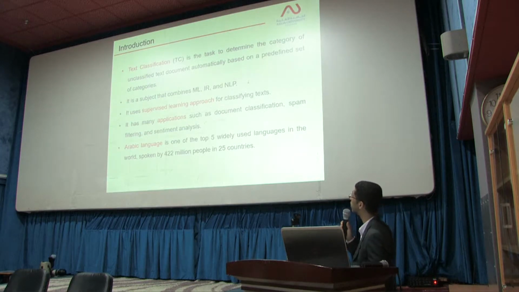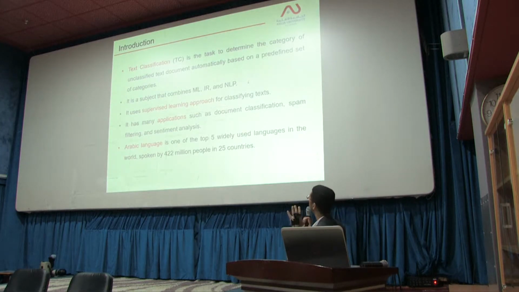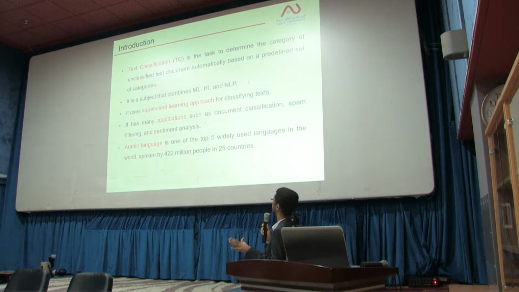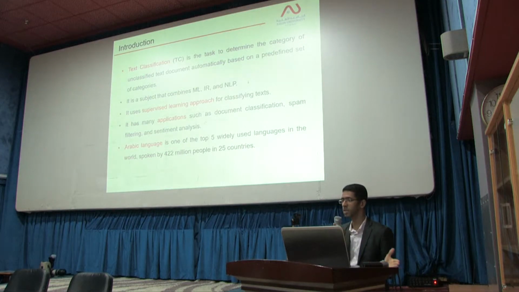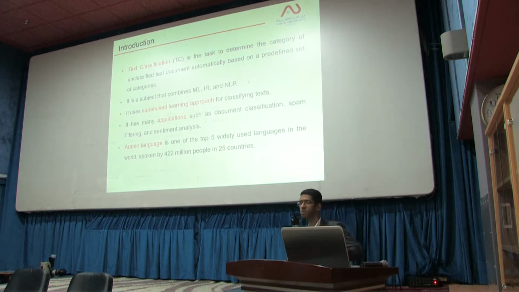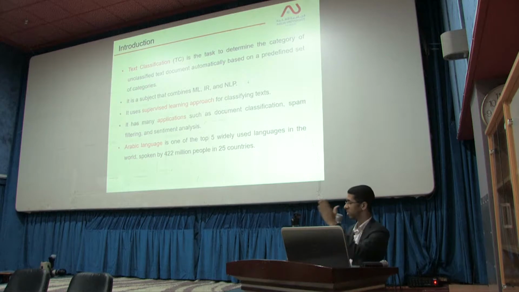First of all, text classification is the task of automatically determining the category of a text document based on a predefined set of categories. We have a set of categories and a set of documents. Here in text classification, we have, for example, 5 categories, and these documents will be classified based on these predefined categories.